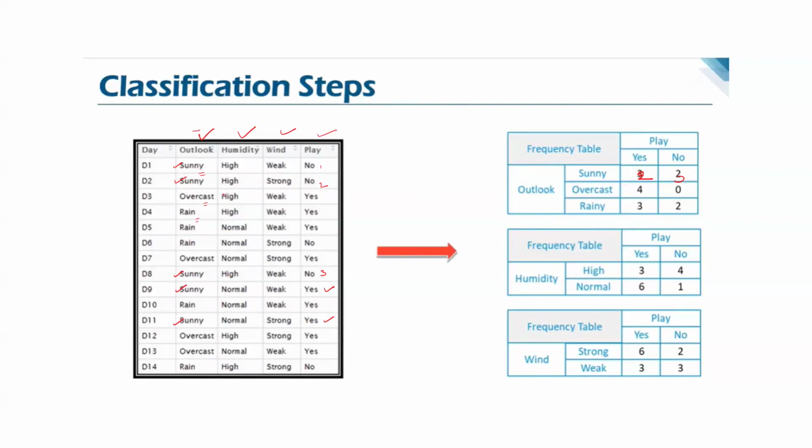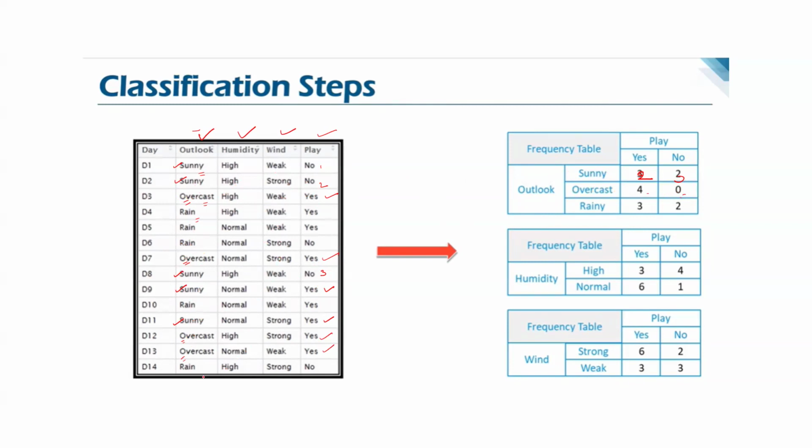Now coming to the next value, overcast. See how many overcast there are: 1, 2, 3, 4. In this overcast, how many yes and how many no? 1 yes, 2 yes, 3 yes, 4 yes. Only 4 yes are there, and no is 0. So it is 4 and 0.